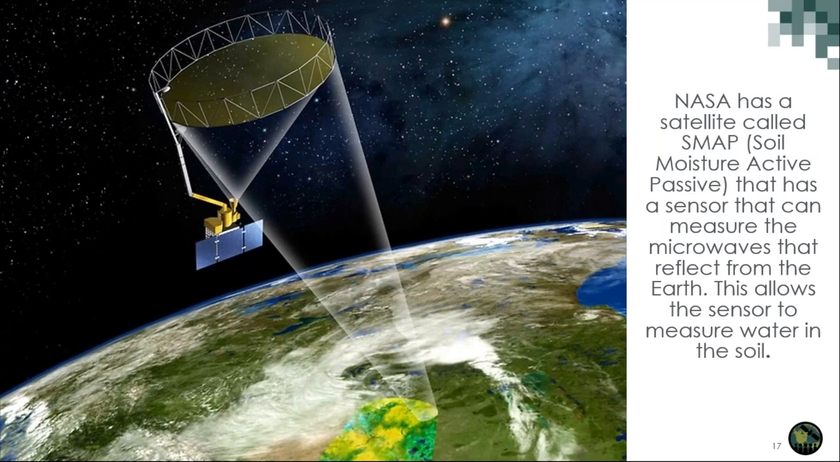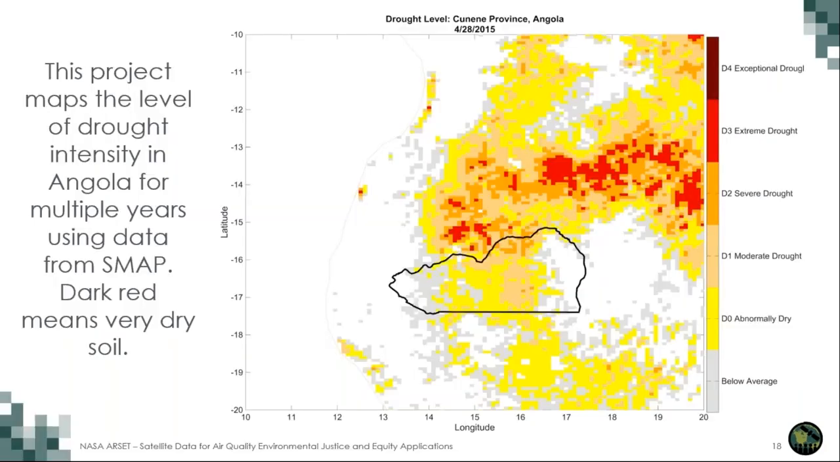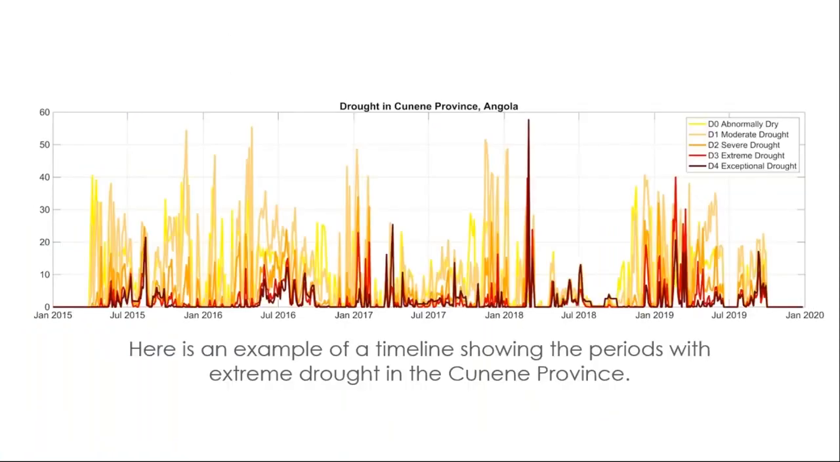In particular, we're using NASA SMAP, or Soil Moisture Active Passive data, because it has a sensor that uses microwaves to reflect light from Earth and help us understand the impact of lack of rainfall on the level of water in the soil. So eventually we'll make these kinds of systems that map the level of drought intensity in Angola for multiple years using data from SMAP. So in a picture like this, you can see that dark red areas have very dry soil. And we're gradually improving our ability and reducing our error in estimating this for the region.